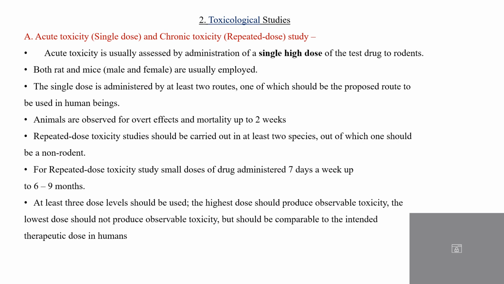Under chronic toxicity, usually 3 doses of the drug should be administered, one high dose, one medium dose, as well as one low dose. The high dose should produce an observable toxicity, whereas the lower dose should not produce any observable toxicity, but it should be comparable to the intended therapeutic dose in humans.